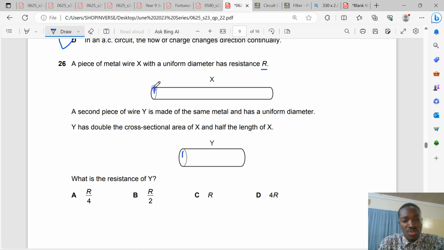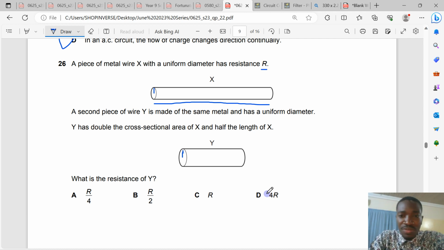What else do we have? Y has double the cross-sectional area of X, that's stated. And half the length of X. So if the length of X is 10, the length of Y will be 5. It has half the length. What is the resistance of Y? We have R over 4, R over 2, R over R.